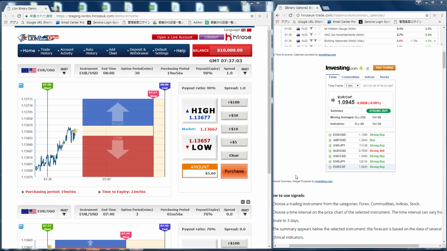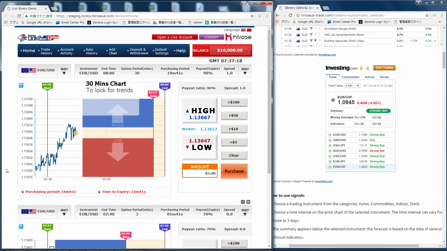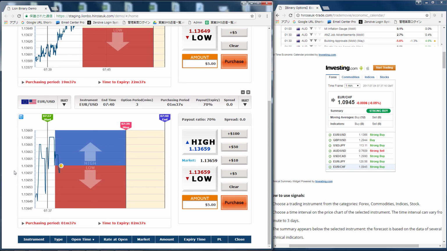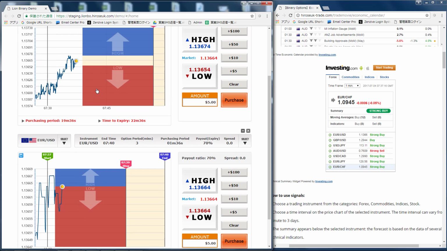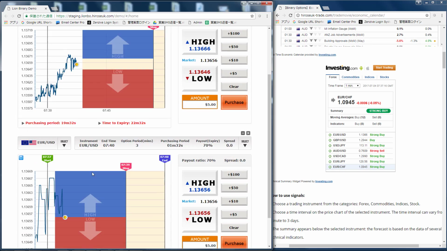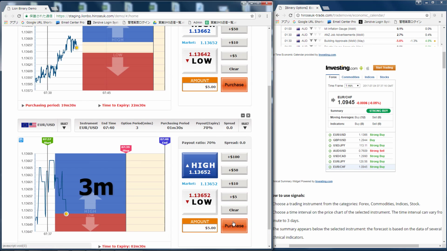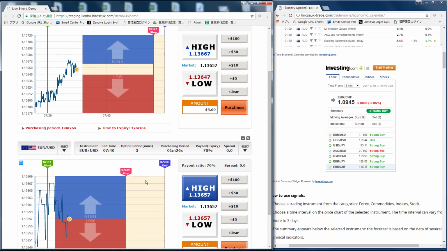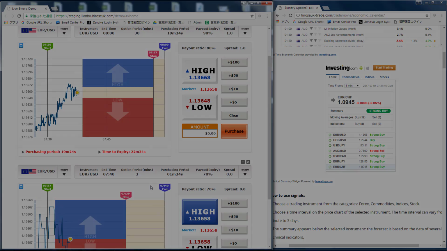Now let's talk about the 303 strategy. It's really not that hard. The only thing you need to remember is that we are using the 30 minutes chart to look for trends, and then we are using the 3 minutes chart to make our purchase. So if you spot any trend within the 30 minutes chart, you jump to the 3 minutes chart and you make your purchase here. So yep, it's that simple. And next I will talk about how to spot trends.